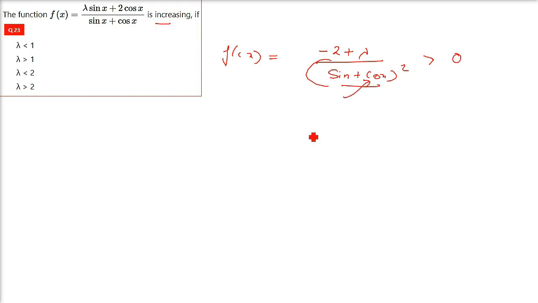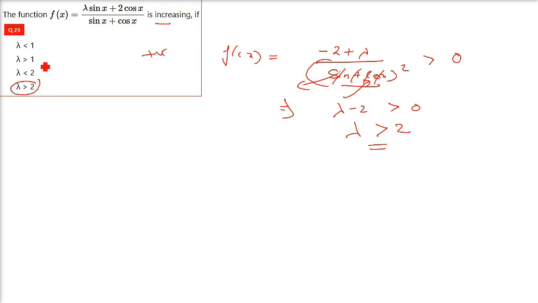Anything with an even power will always be positive. So the denominator (sin x + cos x) whole square is positive. So what do you get? Lambda minus 2 in the numerator is greater than 0, because the denominator is greater than 0 and the fraction is greater than 0, so the numerator has to be greater than 0. So lambda is greater than 2. This is the option which you have to choose.